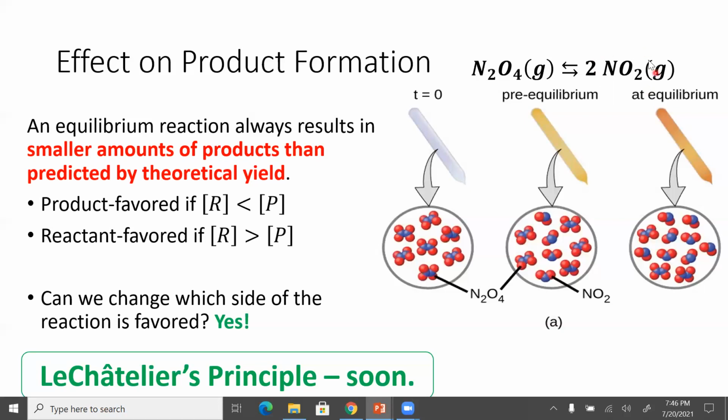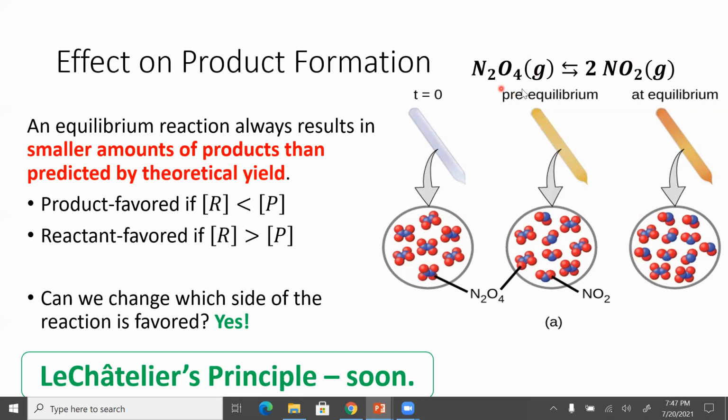And NO2 is kind of a brownish colored gas. So at the very beginning, because all we have in the container is N2O4, it's a colorless gas. Now, when the reaction starts to go, we're going to start to produce NO2, and the reaction vessel starts to turn a little bit yellowish brown. And eventually it becomes a constant color of brown. And this is the equilibrium ratio of reactants to products.